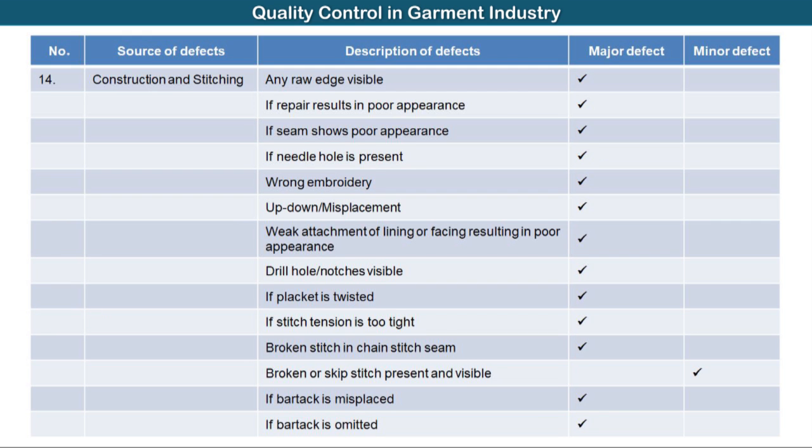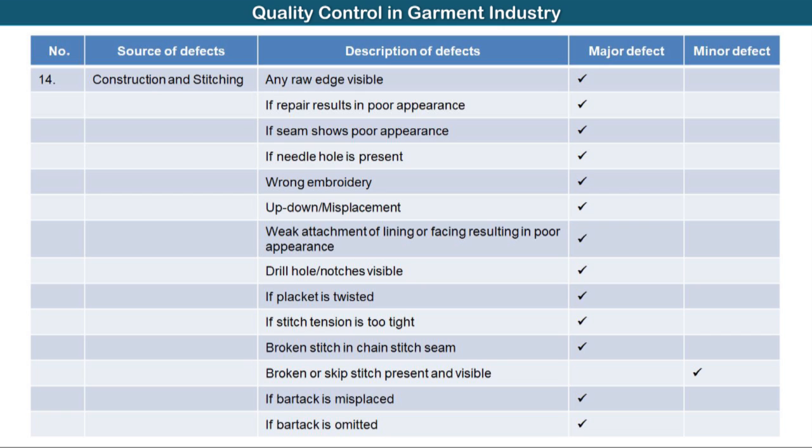Construction and stitching. Any raw edge which is visible, if repair results in good appearance, major defect. If seam shows poor appearance, this is a major defect. If a hole is present, this is a major defect. Wrong embroidery, up and down or misplaced, weak attachment of lining or facing resulting in poor appearance, comes under the major defect.